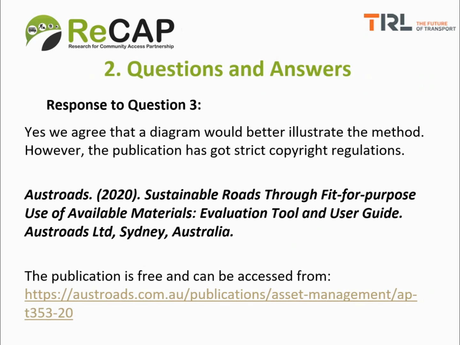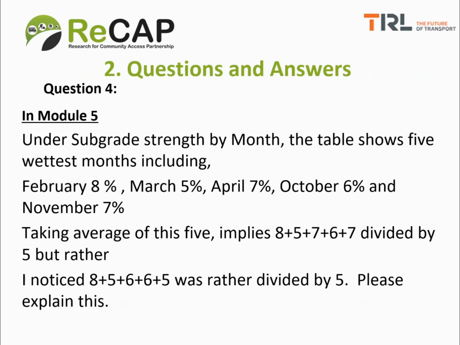Look at this matrix. There's a question here about the subgrade strength by month and the average that we calculated. The questionnaire spotted that I made an error. I copied from the questionnaire the wrong numbers and calculated the wrong average. So please accept my apologies for that.